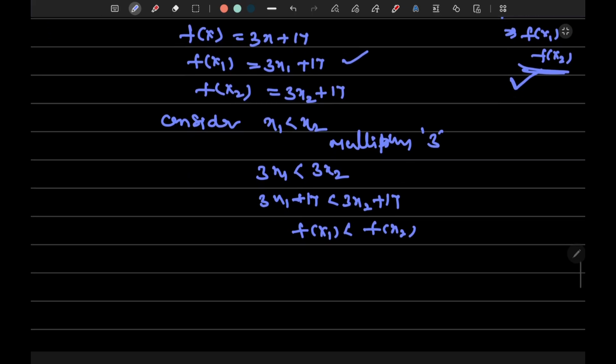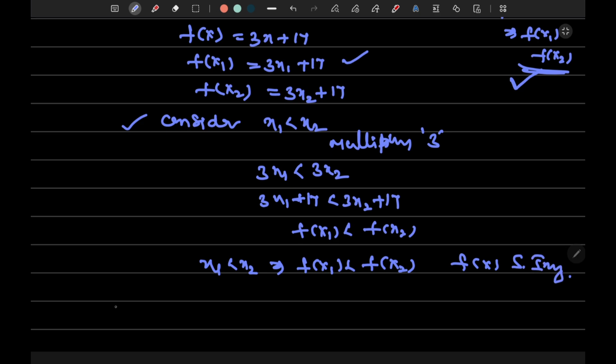See here, what I took: x1 is less than x2. What I got: f of x1 is less than f of x2. Then f of x is strictly increasing. Okay? So what is method 2?